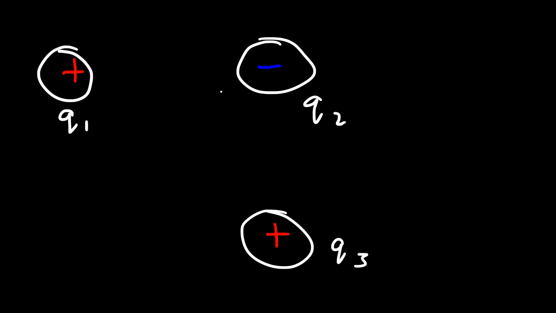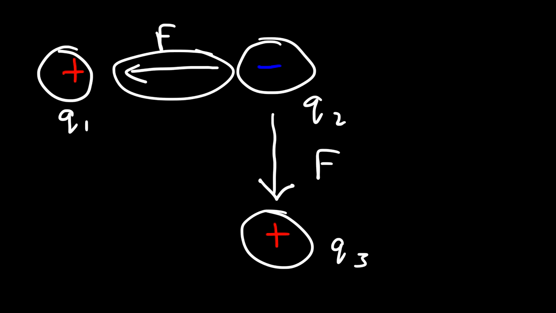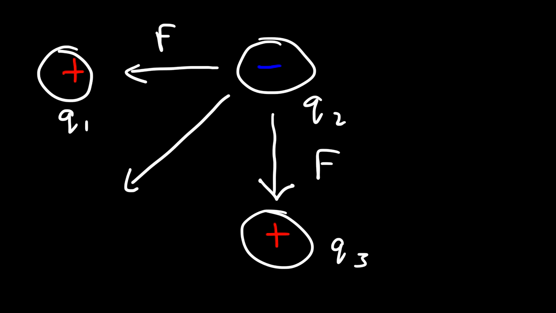Now, focusing on Q2, Q2 is attracted to Q1, and so it feels a force that pulls it to the left. Q2 is also attracted to Q3. It feels a force that pushes it down. And so if you combine these two vectors, if you go to the west and also south, the resultant force vector will be directed southwest. And so at this instant of time, Q2 is going to feel a force that's going to pull it in this general direction.